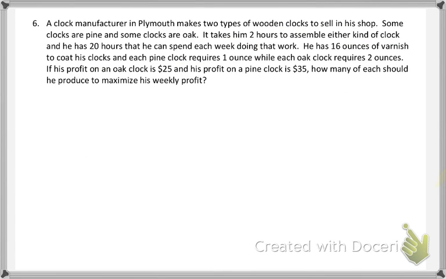And then last one, number 6. Alright, so we've got a clock manufacturer in Plymouth who makes 2 types of wooden clocks. He makes clocks that are pine and clocks that are oak. So the question they're asking us is, how many of each type should he make in order to maximize profit? So x is going to represent the number of pine clocks, and y is going to represent the number of oak clocks.